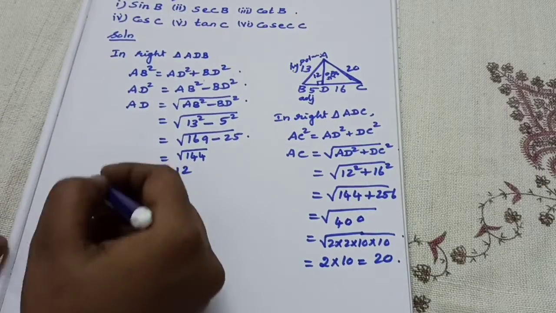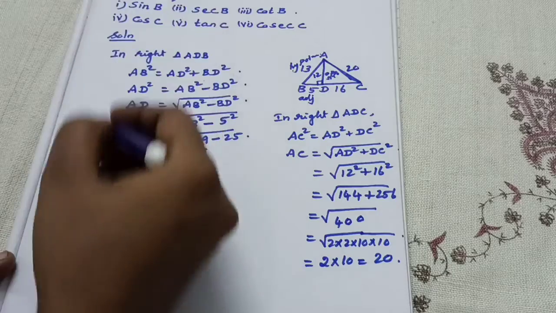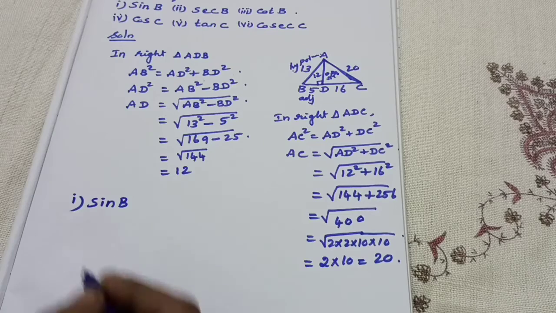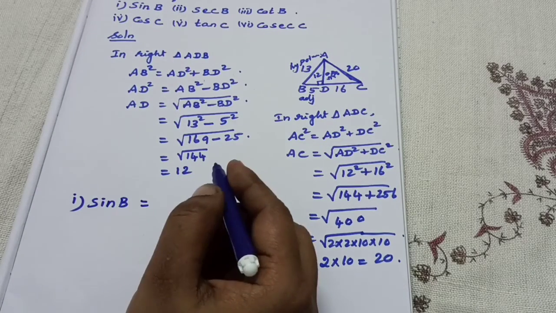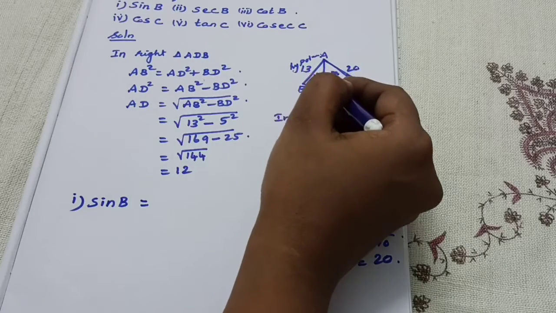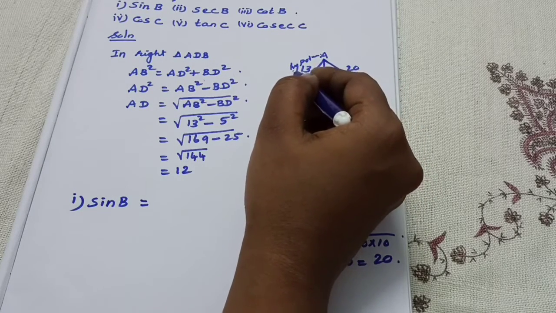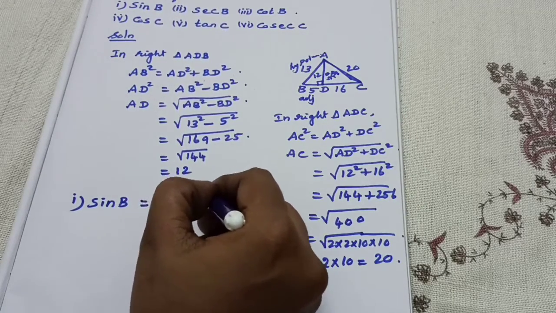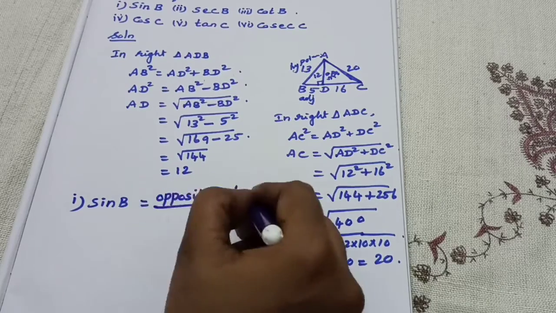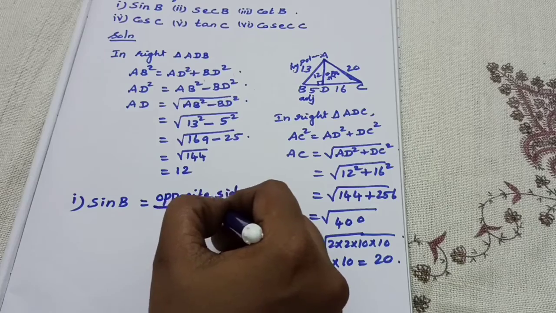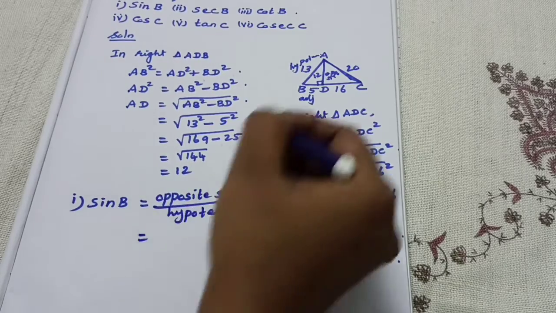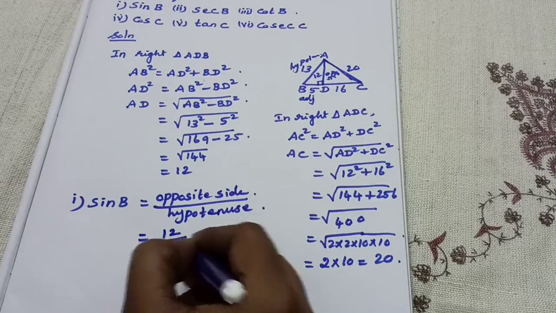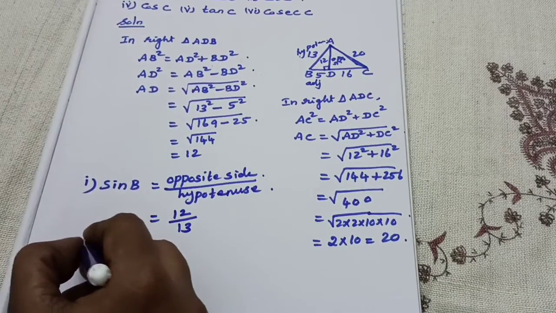Okay. Here what is given? What's the question? Trigonometric ratios, sin B. First we have to find sin B. Okay. Sin B is equal to, say the ratio, sin theta is equal to opposite side divided by hypotenuse. Then which is the opposite side here? Opposite side 12, isn't it? Divided by hypotenuse is 13. Am I correct?